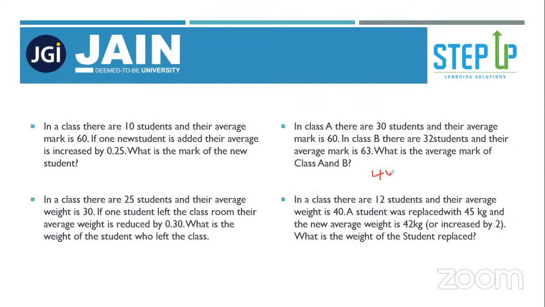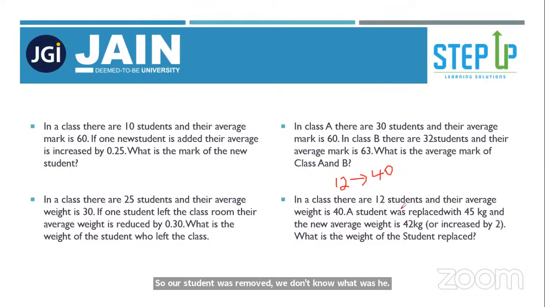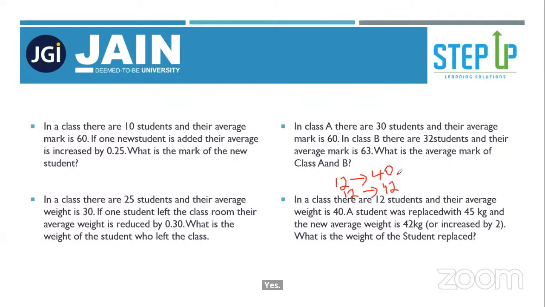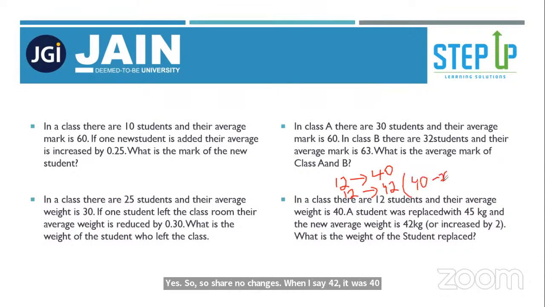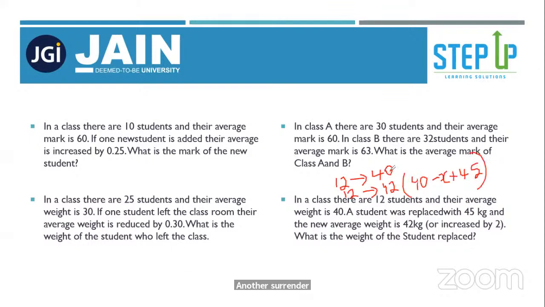Forty was the average for 12 students, no changes. So a student was removed, we don't know who he was. Now the new average, for the same count of 12 students, is 42. So here no changes. When I say 42, it was 40 students, minus x, a student is removed, plus 45, another student is in. Got it right? Here it is about all the students. Here it is about one student removed and the other one added. Got it?